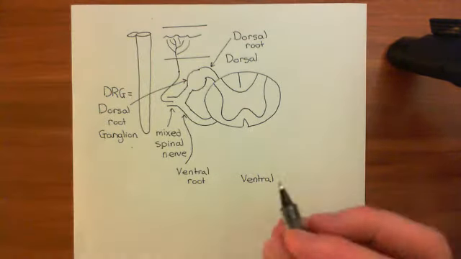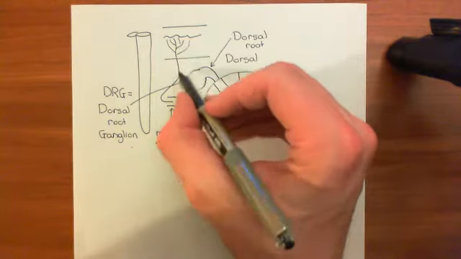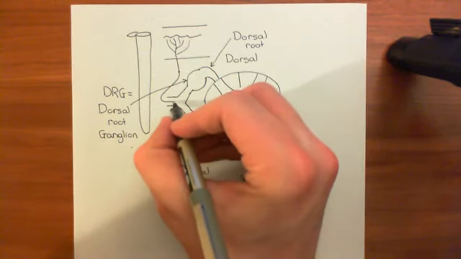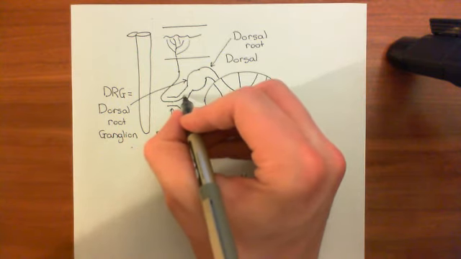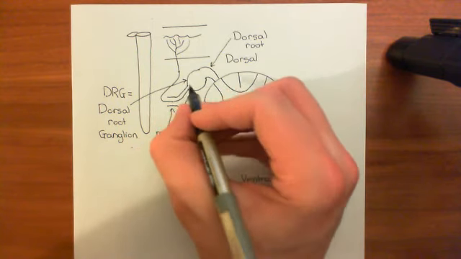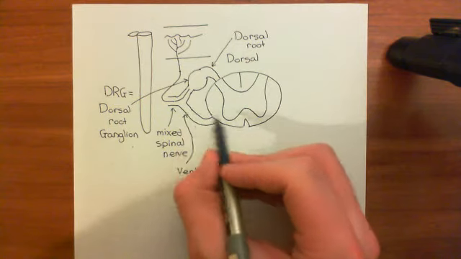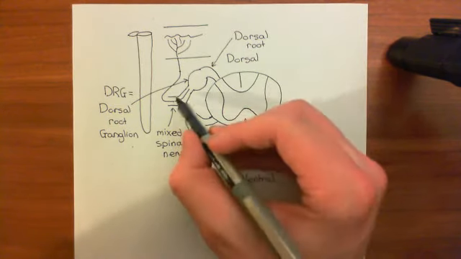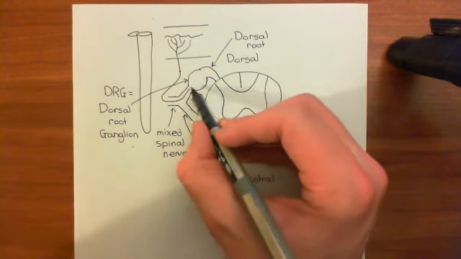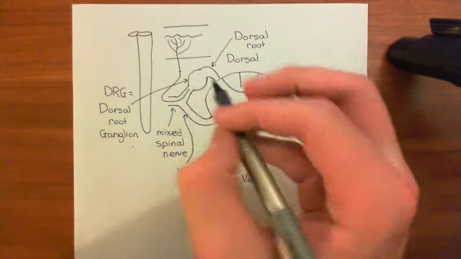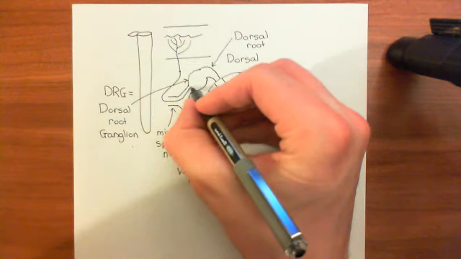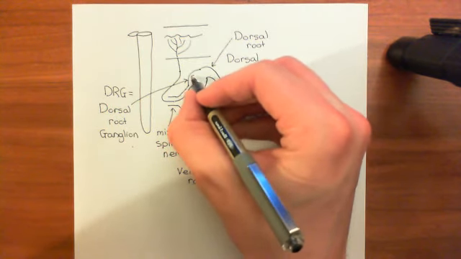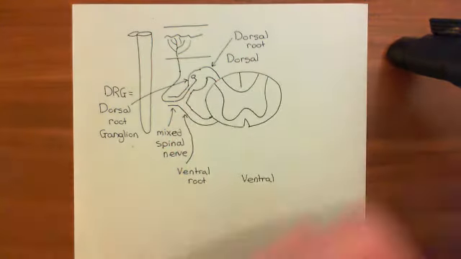Right, okay, so basically in comes our sensory neuron into this mixed spinal nerve, and basically all the sensory neurons will go down the dorsal root. Okay, the ventral root is for motor neurons that are coming out of the spinal cord. All the sensory neurons go into the dorsal root, and then basically their cell body will be in the dorsal root ganglion.